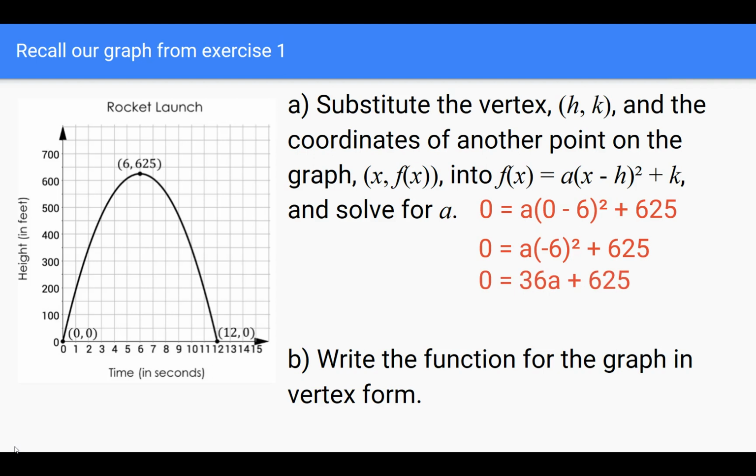And we're trying to get a by itself. What am I going to move over? Move over the 625. We're going to subtract it over. And then our very last step to get rid of that 36, we will divide.